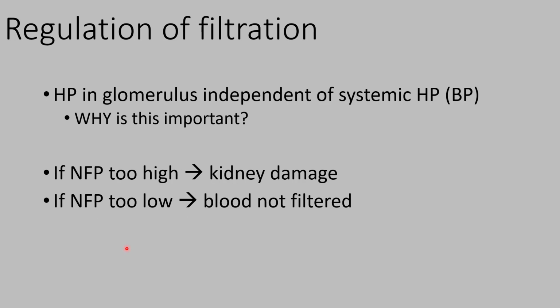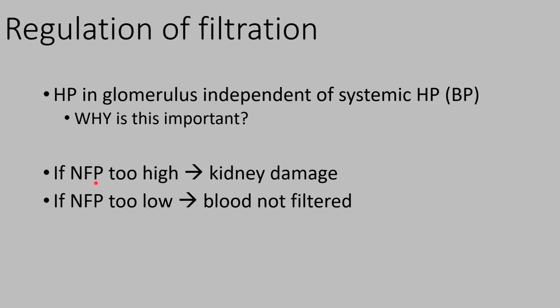So hydrostatic pressure in the glomerulus is independent of hydrostatic pressure in the rest of the body, which is blood pressure. Systemic hydrostatic pressure is blood pressure. And hydrostatic pressure in the glomerulus is not related to blood pressure. They are independent of each other. That's extremely important. We do not want hydrostatic pressure in the glomerulus to be related to hydrostatic pressure or blood pressure.